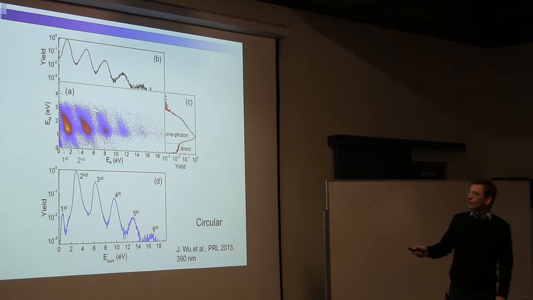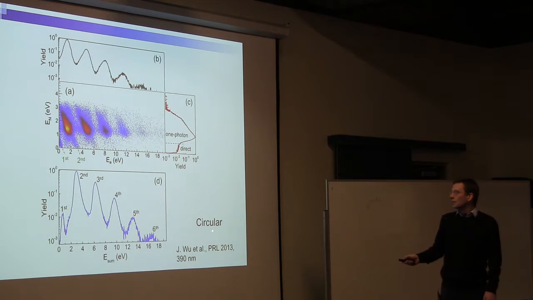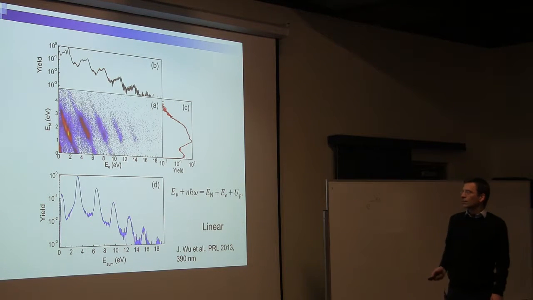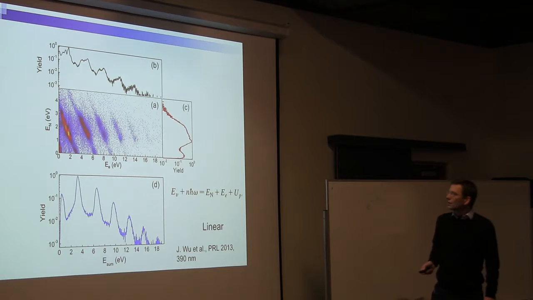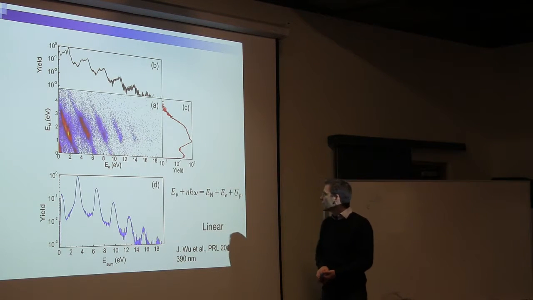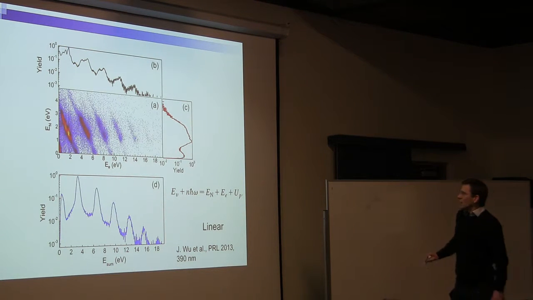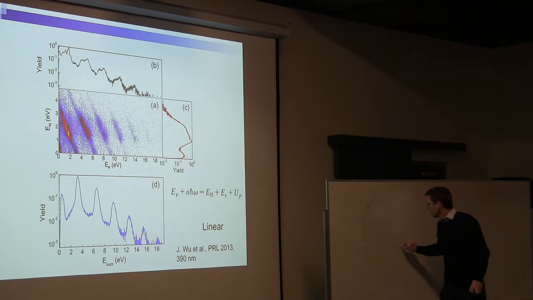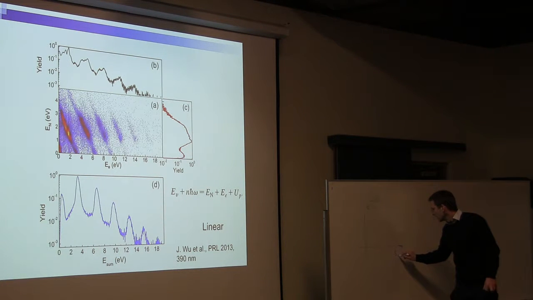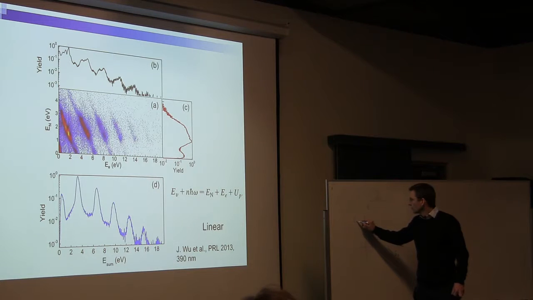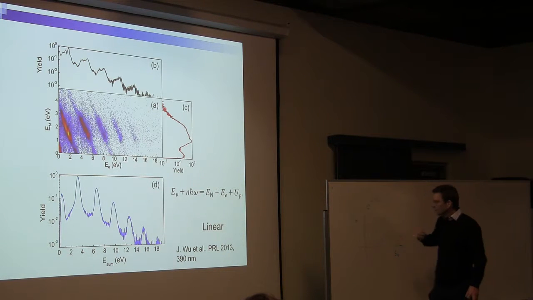These things are seen in the case of circular polarization and also in the case of linear polarization, as you see here. So it seems that everything is actually quite nice. If we look at this spectrum, energy of the electron, energy of the nucleus, we have these diagonal lines with maxima corresponding to a given photon absorption.